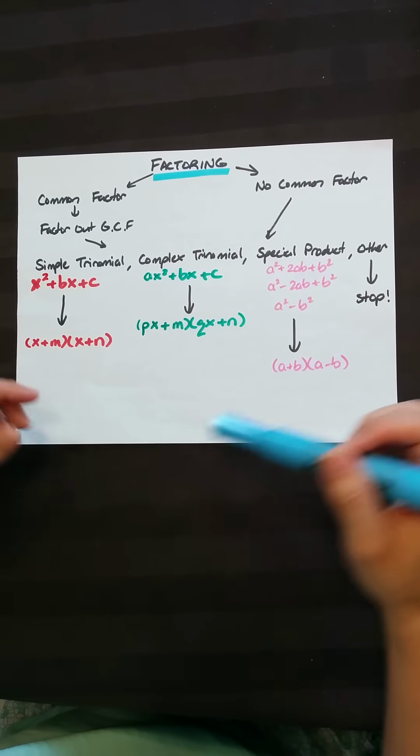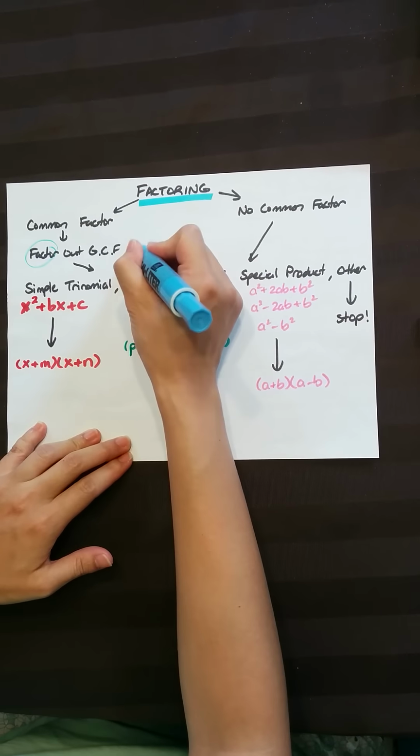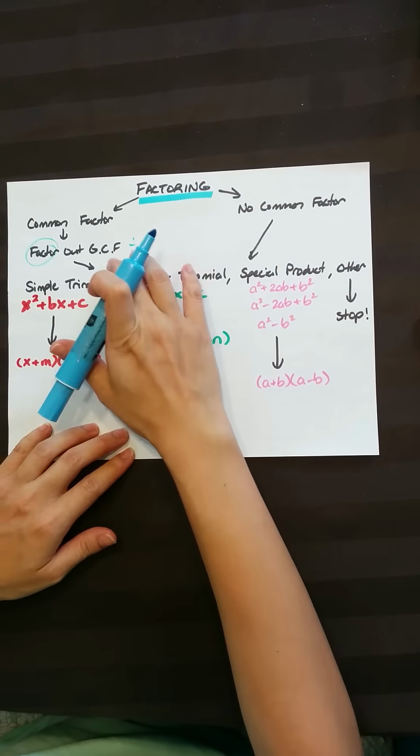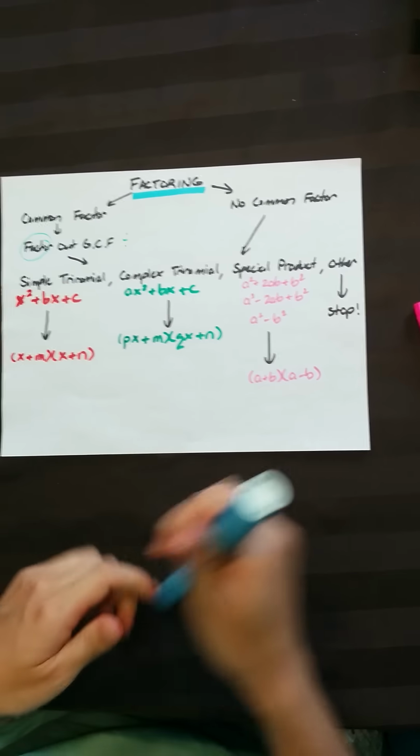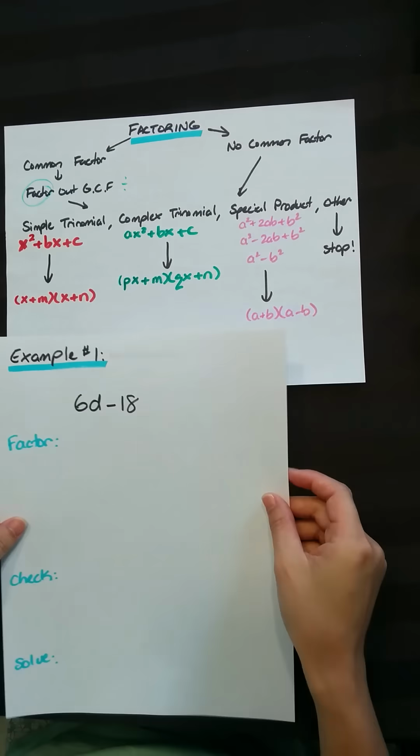Tutorial on factoring. So factoring basically means to divide. And you're dividing out a greatest common factor if there is one. So I'm just going to follow this chart. Let's take a look at an example.